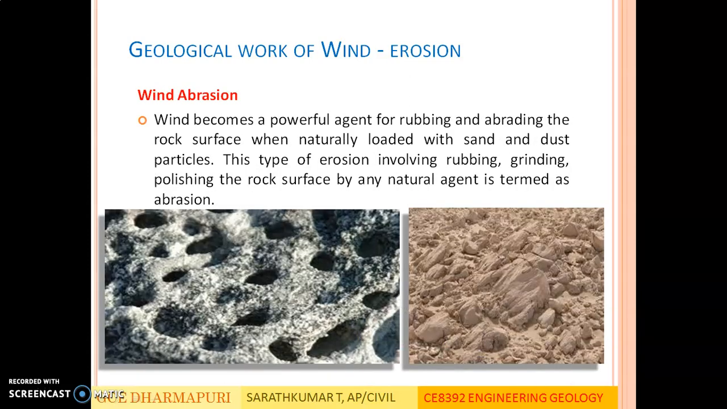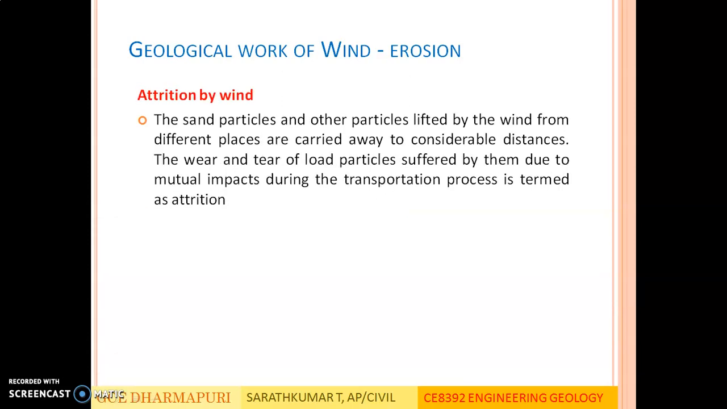Wind abrasion. It is very similar to river abrasion. Wind carries finer particles when it flows, and these finer particles collide with the stones, causing the stones to get abraded. Attrition by wind. The sand particles and other particles lifted by the wind from different places are carried away to considerable distance. The wear and tear of load particles suffered by them due to mutual impacts during the transportation process is termed as attrition. So attrition is the wear and tear of the transported particles by the wind.